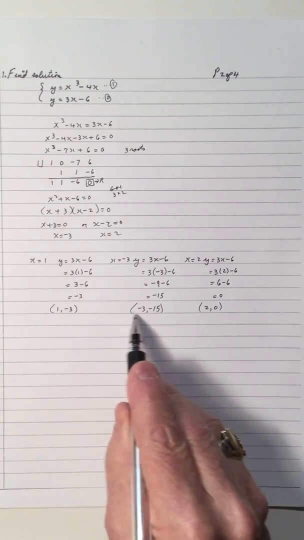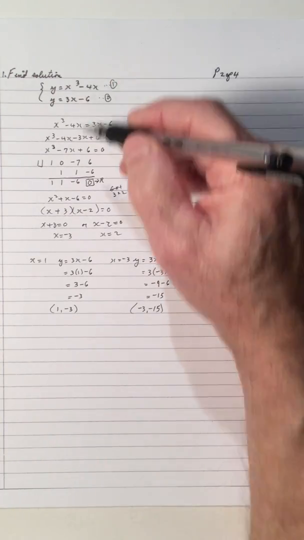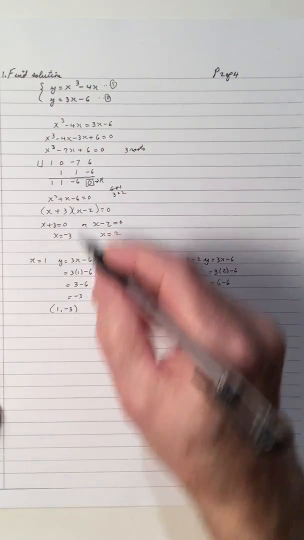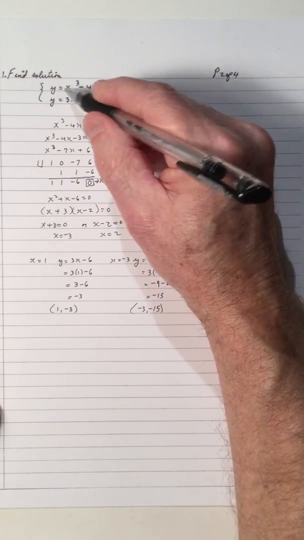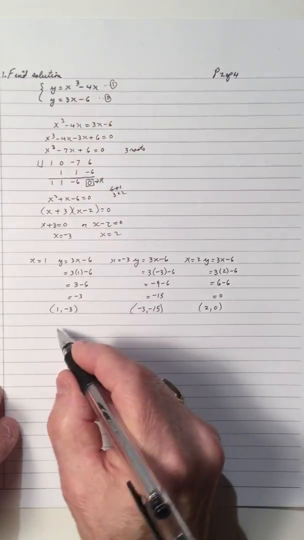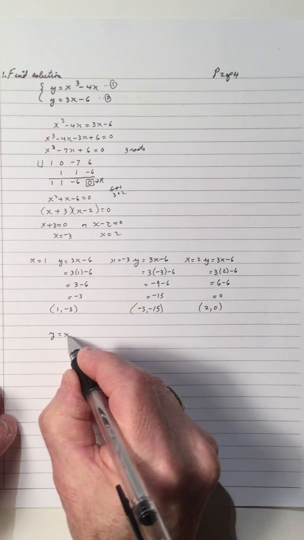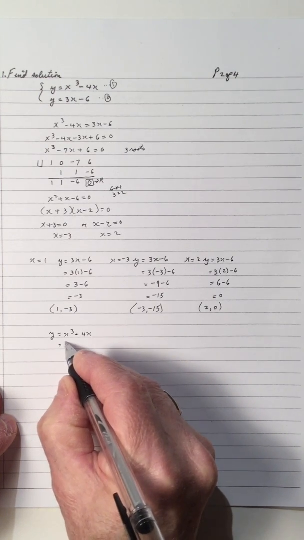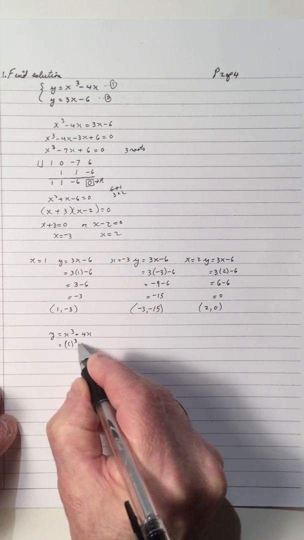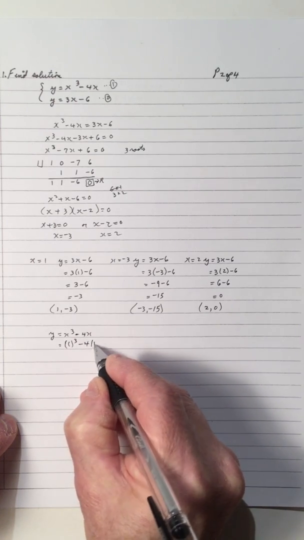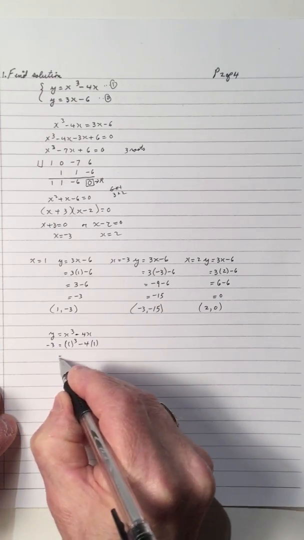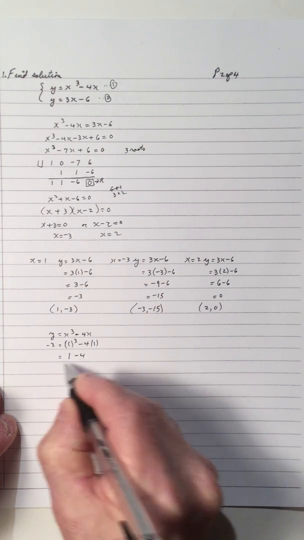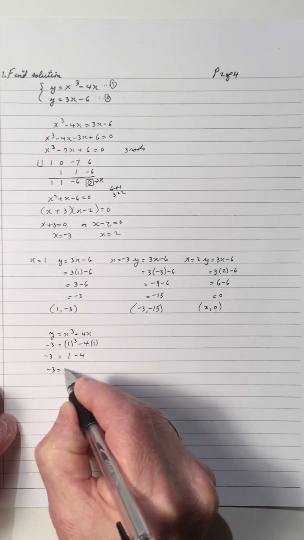So if you take each of these points and sub into the cubic, that just verifies that this system is okay. If you want to do that, sub 1 in for x and a negative 3 for y, the equation should be true. And I'll just do 1. y equals x cubed minus 4x. So x is 1. And y is negative 3. So 1 cubed is 1. Negative 4 times 1 is negative 4. Negative 3 equals negative 3.